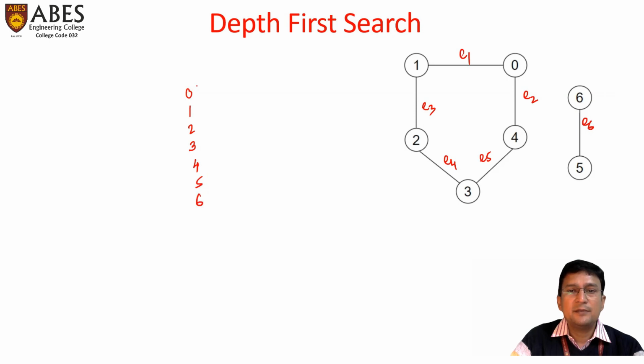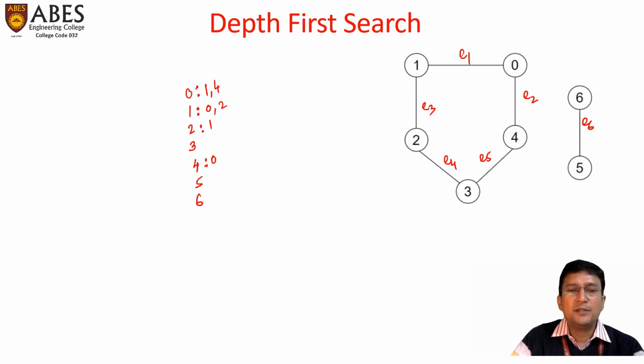These are the vertices. For the E1 edge, the connection is from 0 to 1, and hence the connection is from 1 to 0 as well. For the E2 edge, the connection is from 0 to 4, hence the connection is from 4 to 0 as well. For the E3 edge, the connection is from 1 to 2, hence the connection is from 2 to 1 as well.